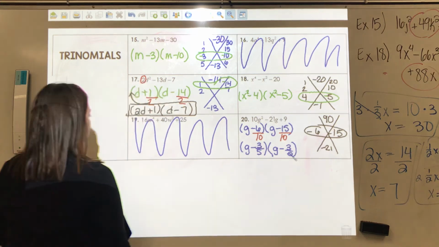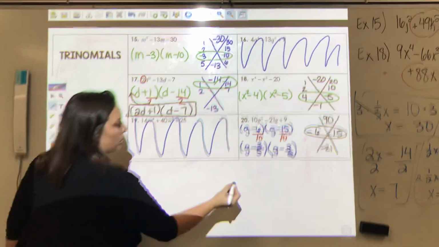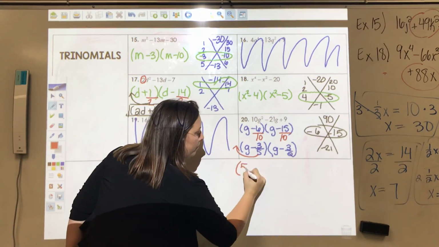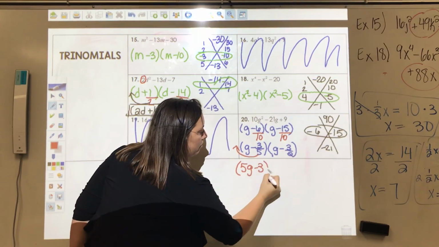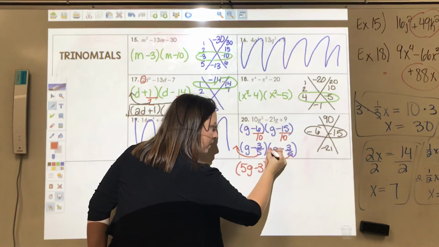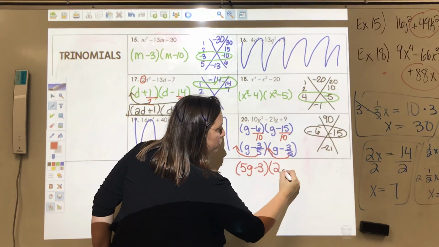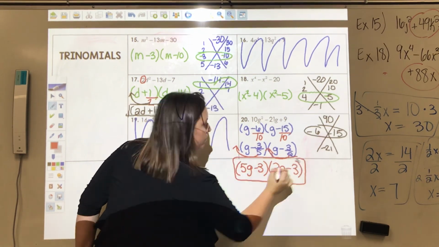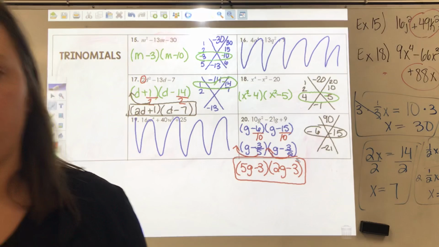3 is definitely not divisible by 5, so we're going to slide it in front. So this is going to become 5g minus 3. This right here is not divisible by 3, so we're going to slide it in front. So that's going to be 2g minus 3. And that's your answer for this one.